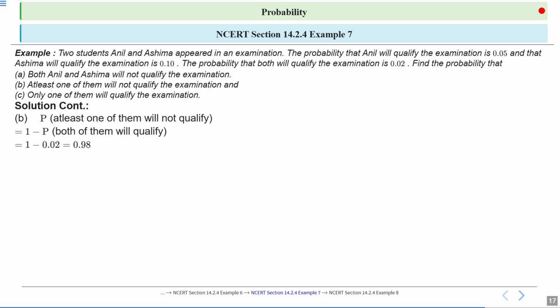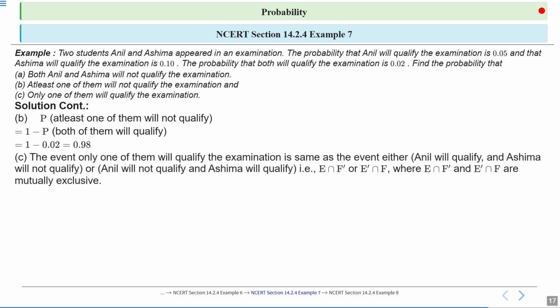Simple calculation. And now the event that only one of them will qualify the examination is the same as the event that either Anil will qualify and Asima will not qualify, or Anil will not qualify and Asima will qualify. You can write it as E intersection F complement, or E complement intersection F, where E intersection F complement and E complement intersection F are mutually exclusive events.